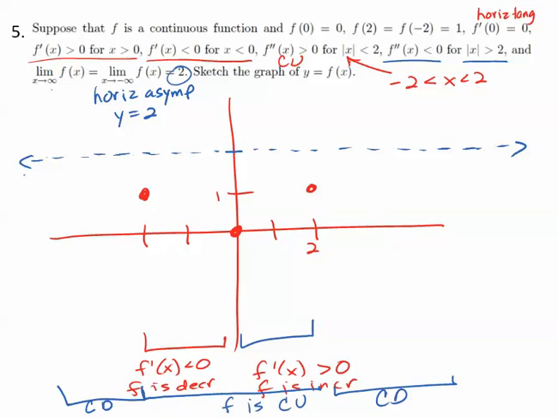Okay, so we need it to be concave up here, increasing, and concave up here, but decreasing. And then we need it to be concave down and approach that asymptote. Concave down and approach that asymptote. So I think that would be a graph that would work.